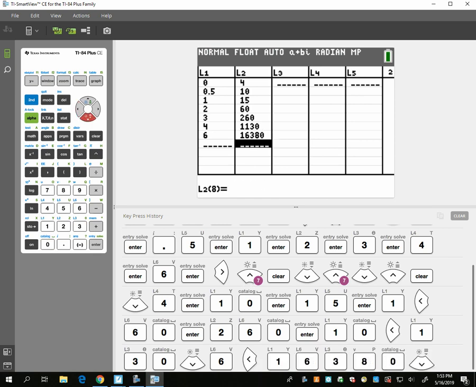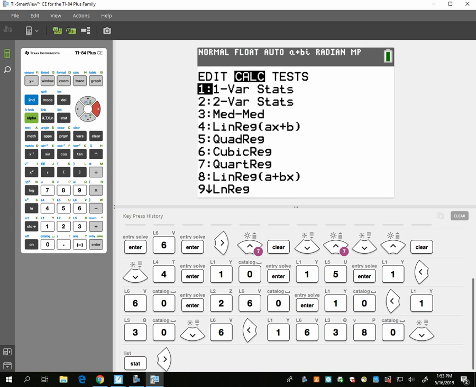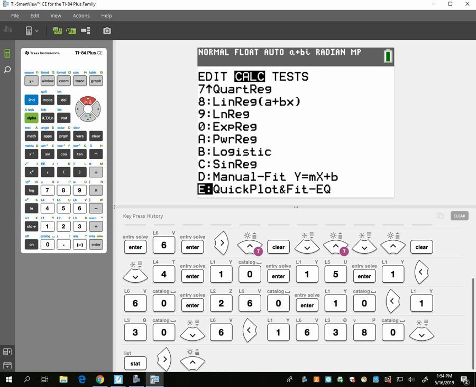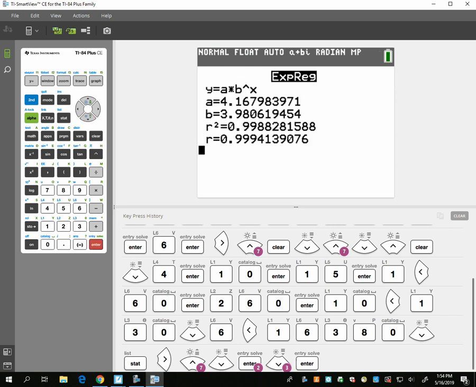Plug in list 1, list 2, and then where do we go? Stat, Calc? Yeah, we go to exponential regression. And this is just like we talked about yesterday. List 1, list 2. Frequency list is always going to be blank. The regression equation, you only store that if you want to see it in your scatter plot, but otherwise you don't need it. Yeah, for regressions, it's always blank, but not for finding like means and standard deviations.